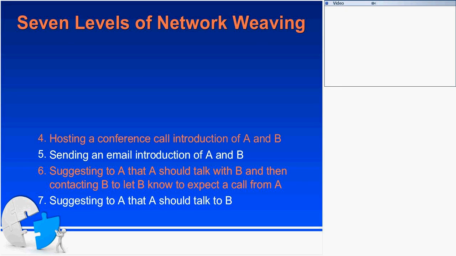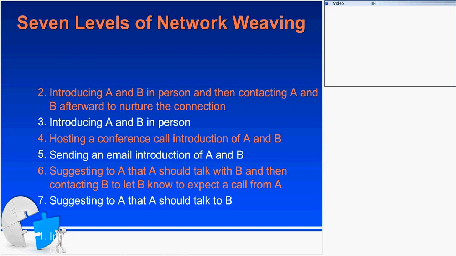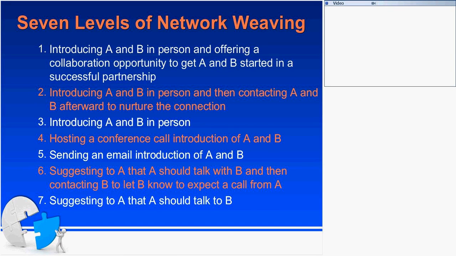I'll just go through some of these. Each one is a little bit more personal and a little bit more deliberate way to build those triangles. The very highest level is when you interest 2 people and offer a specific opportunity to collaborate and get them started in a successful partnership. So those are the very simple ways where we can begin starting to weave networks.